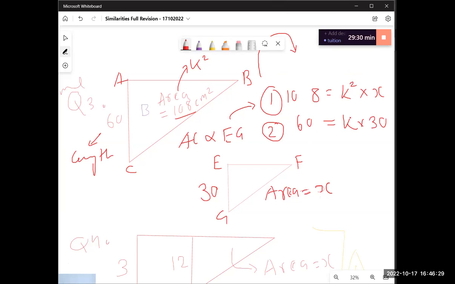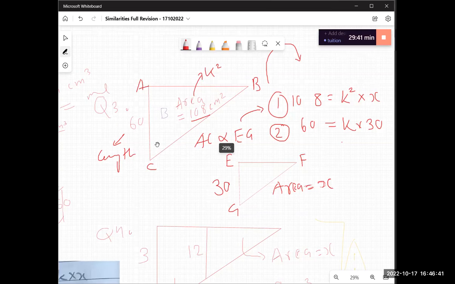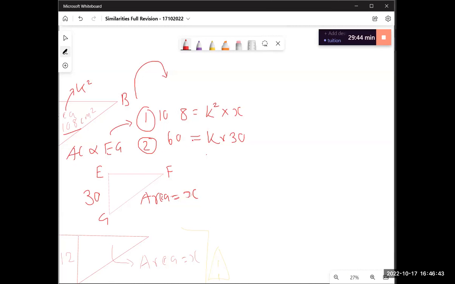Is that clear? Yes. Safa, do you understand? We take area with area, the same things. We have to take them together. And for area, it must be K squared. Now, I can find K from the second equation, can't I? Because I only have K as unknown. Over here, I have X and K, so I can't find that. But I can use the second equation. So tell me what is K from the second equation?